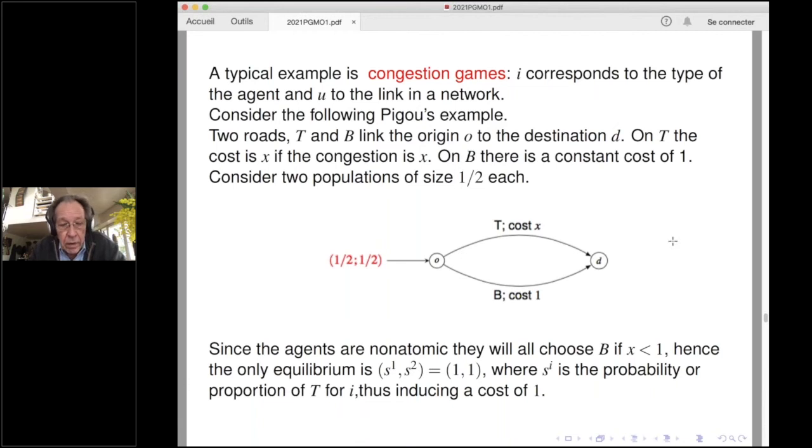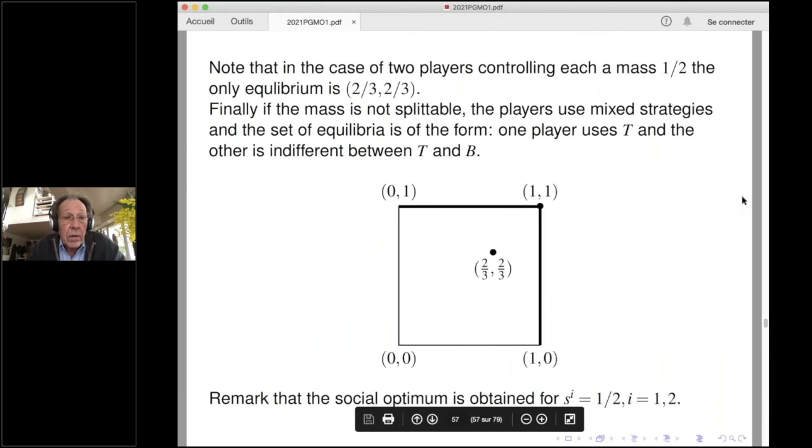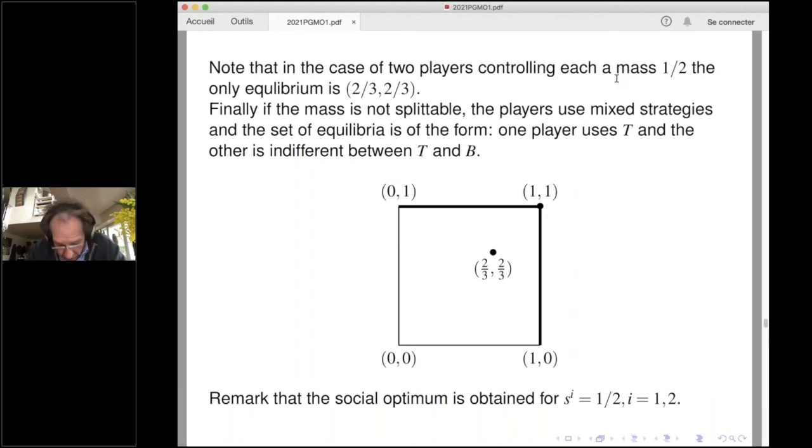Now I consider the same game, but rather than having two populations, I have two players. Each player has a size of 1/2 and chooses to go top or bottom. But there will be two games. In the first case, you have two players that each control a mass of 1/2, so they can split the mass and send part of it top or bottom. It's easy to see that in this framework there is only one equilibrium, where each player sends 2/3 of their mass top and 1/3 bottom, and their mass is 1/2.